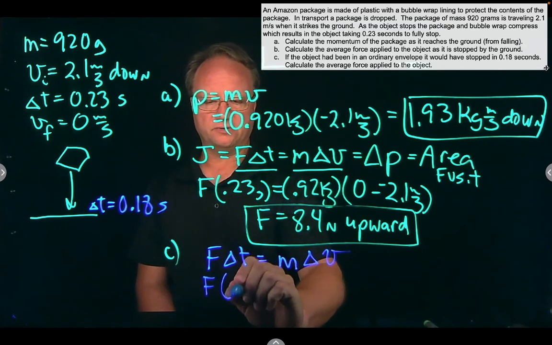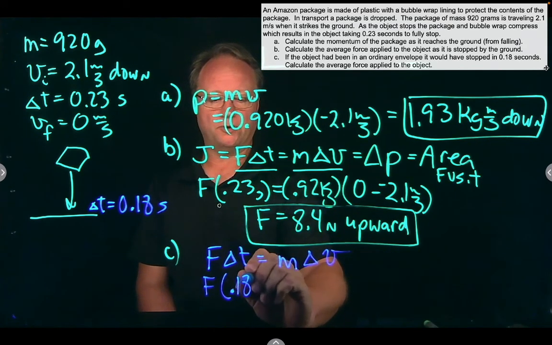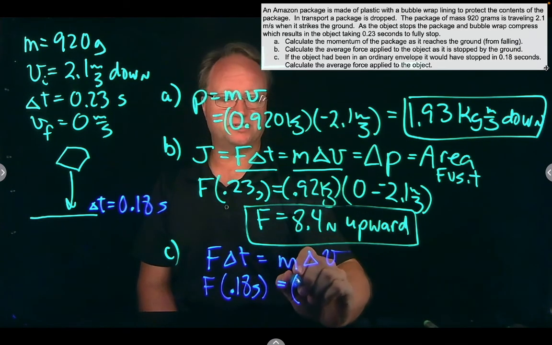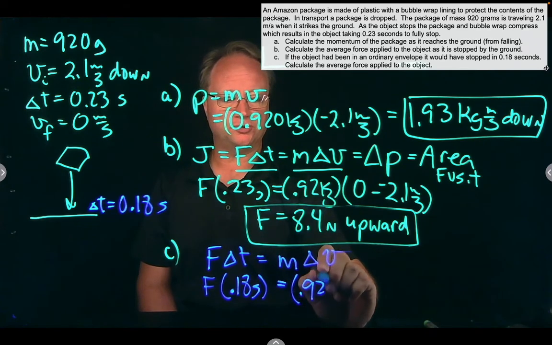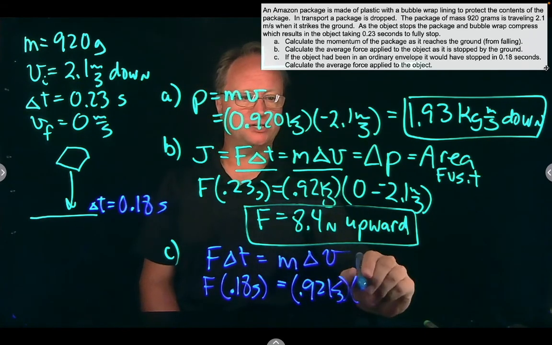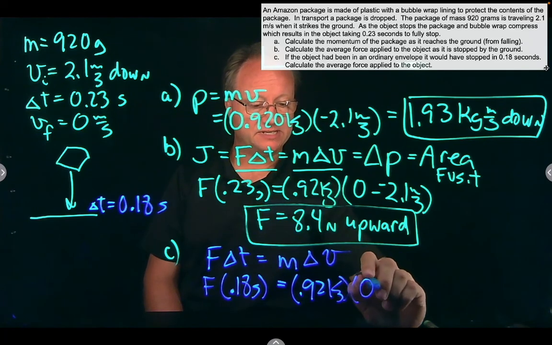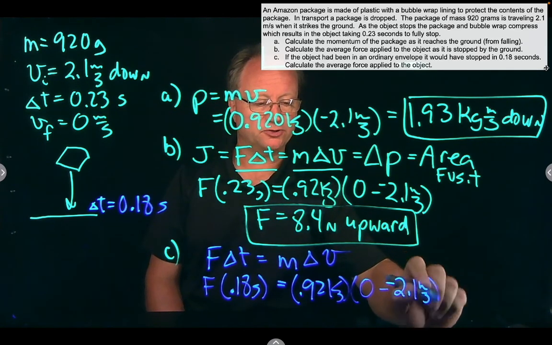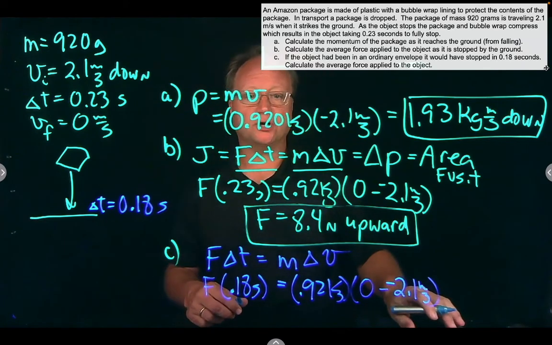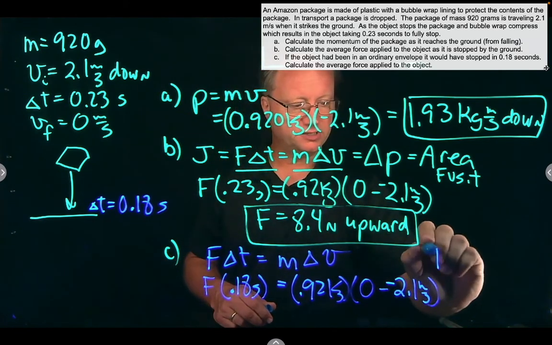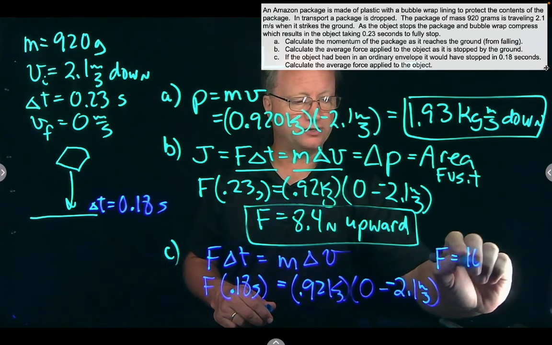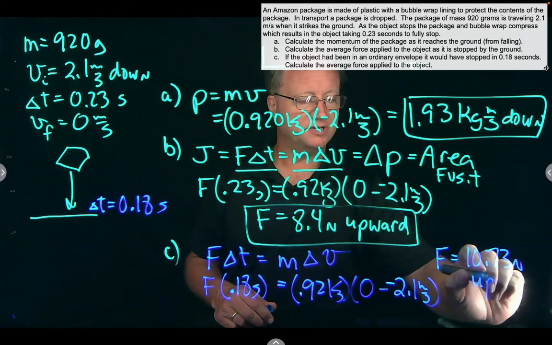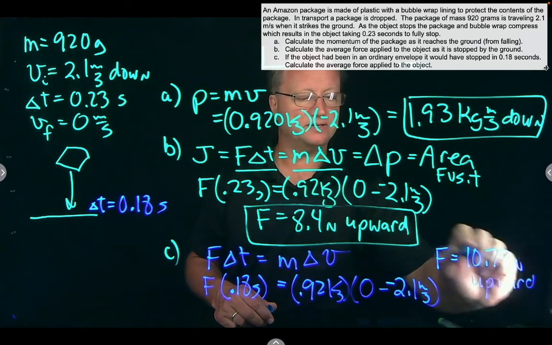F is our unknown. Our time period is now 0.18 seconds. The mass is, we're going to assume the same, 0.92 kilograms. And change in velocity, also the same, 0 minus a negative 2.1 meters per second. When we solve this down for the force, we get a force value of 10.73 newtons upward, because again we get a positive value there.